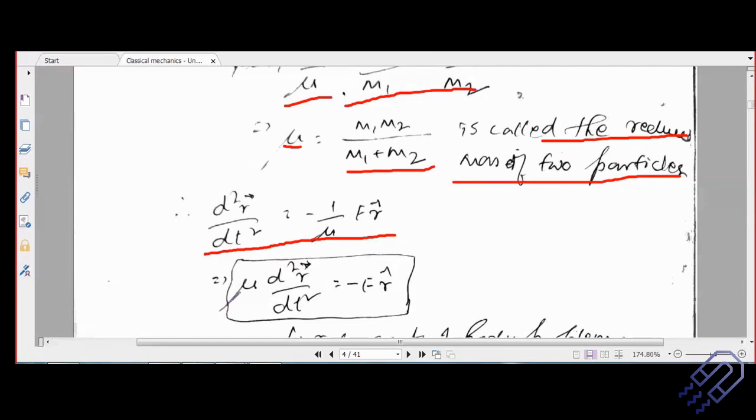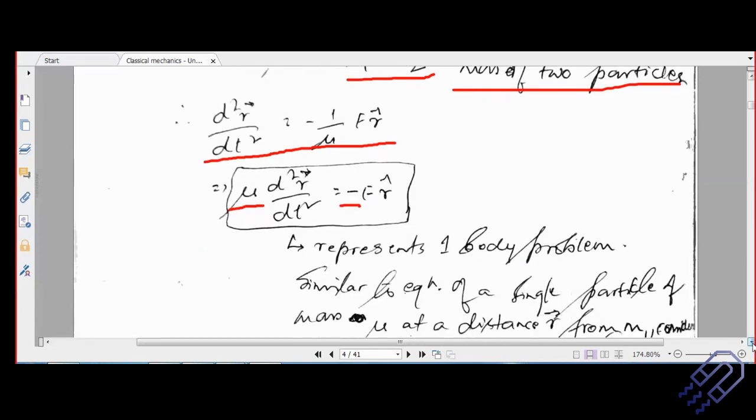The reduced mass has the dimension of mass. Why? Because the numerator is kg into kg, kg squared, and the denominator is kg plus kg, so the unit remains kg. Kg squared over kg gets cancelled, and this remains as kg. Of course it might be in grams as well. So the dimension is okay, right? So it's the reduced mass, and this is acceleration, which is equal to force. And then there is a negative sign. What does it show? That this is nothing but an attractive force. The two masses are attractive in nature. This represents a one body problem.